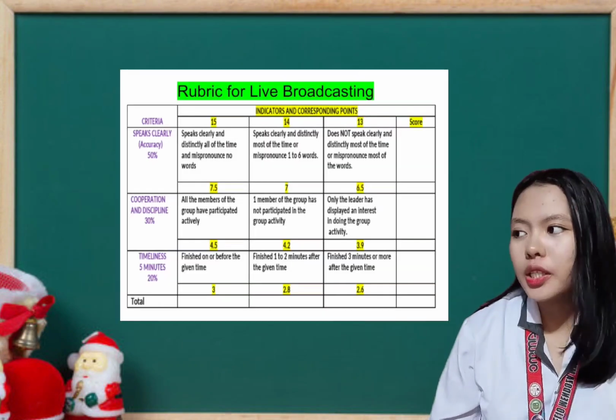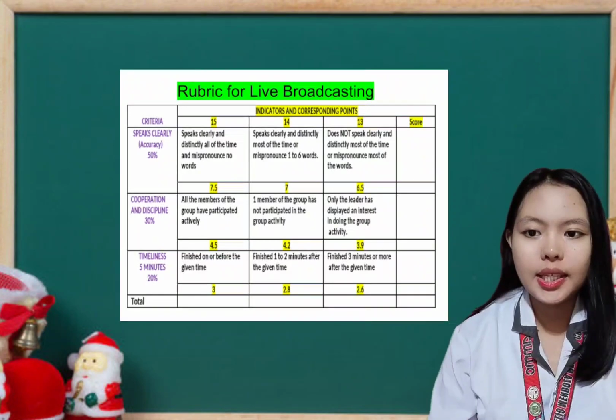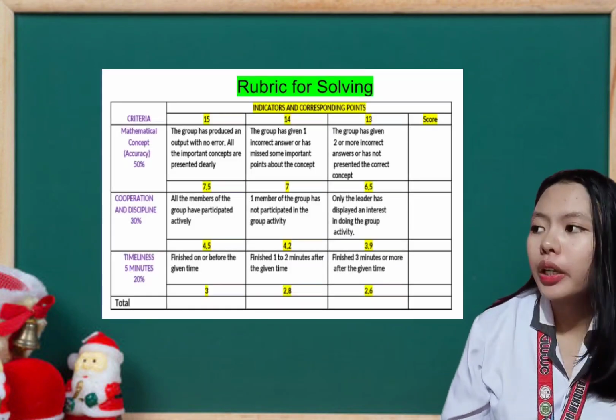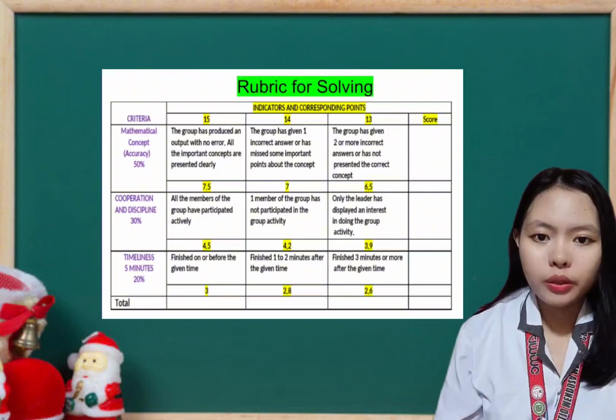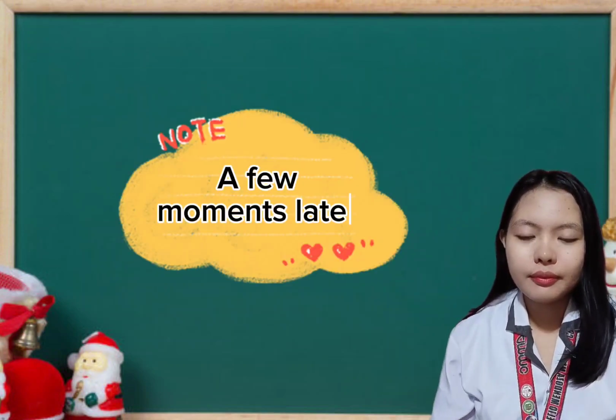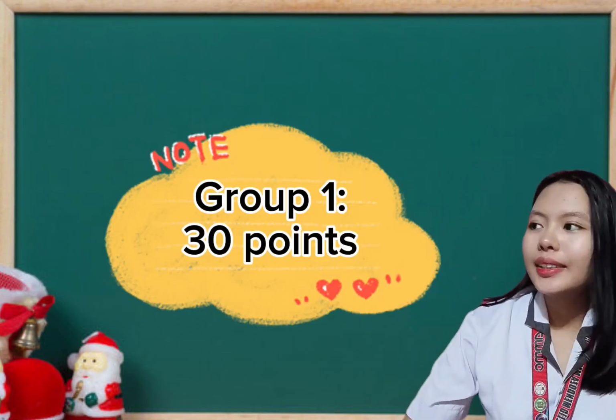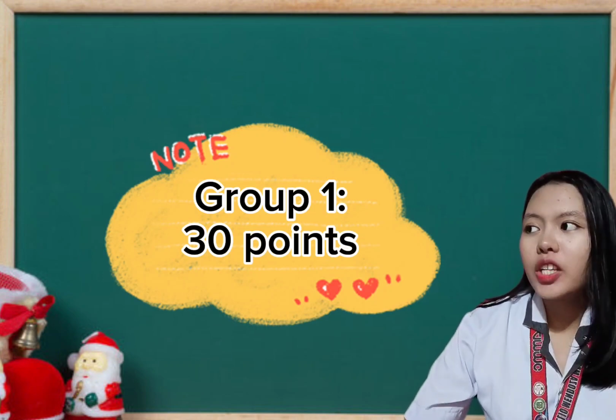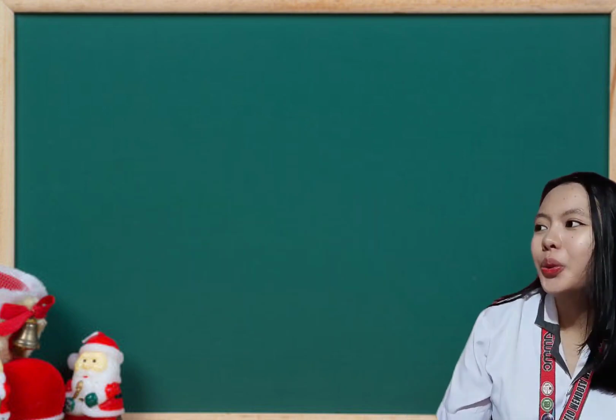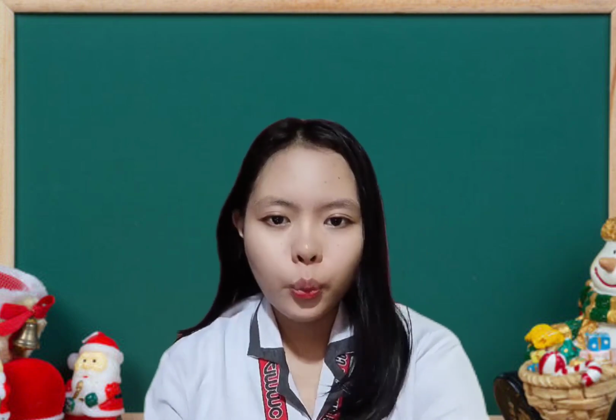This is the rubric for broadcasting. And this is the rubric for problem solving. A few moments later, Group 1 got a perfect score and also group 2. Good job, everyone. Where do we apply De Morgan's law?